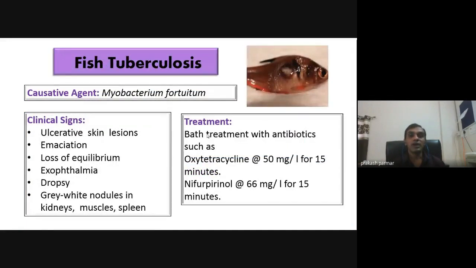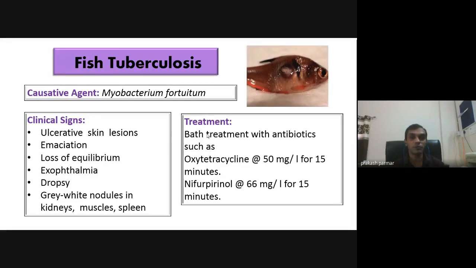Then Mycobacterium is causing the disease known as Mycobacteriosis or fish tuberculosis. Common clinical signs are skin ulcers. Deep ulcers will be found on the fishes. Then fishes get emaciated, slender and weak. Fishes will be observed in the tank. Then fishes get loss of equilibrium, so it's difficult to swim.